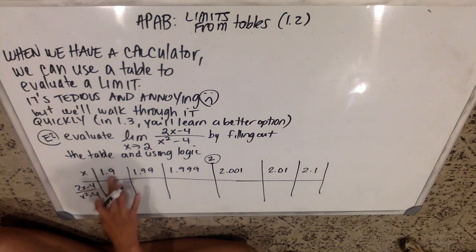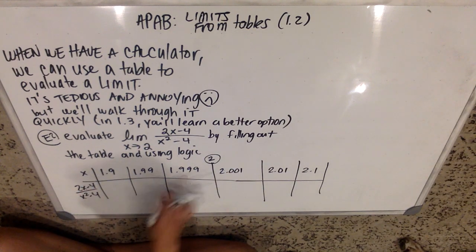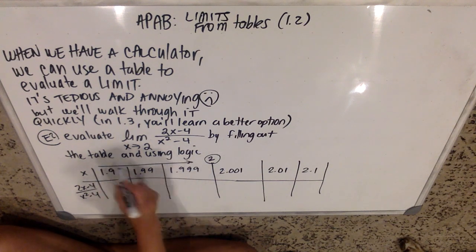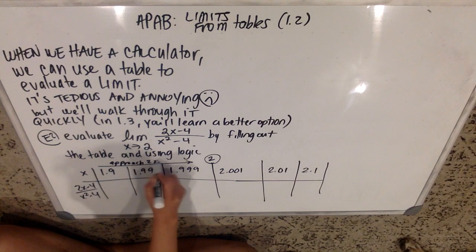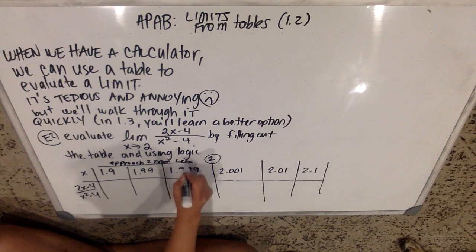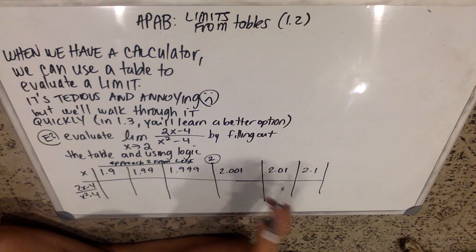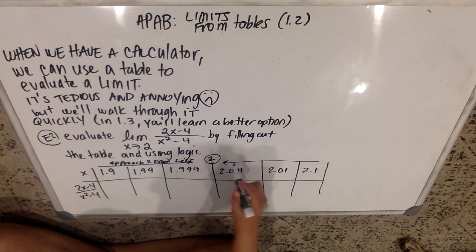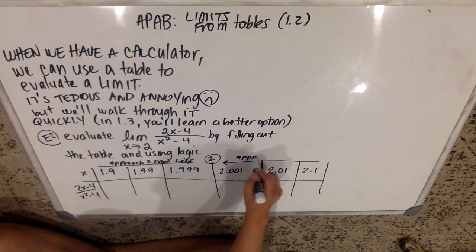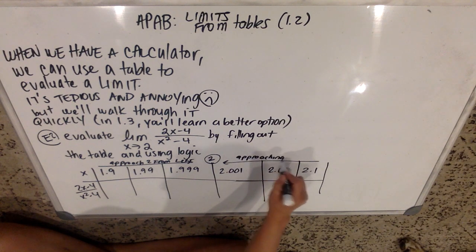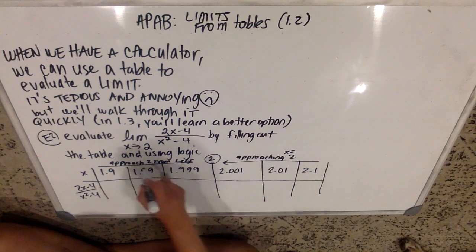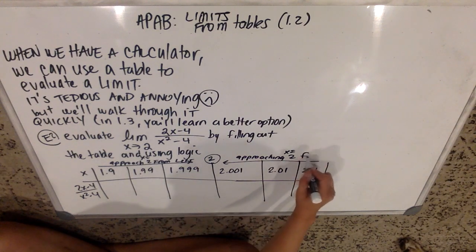So what's happening here is we are approaching 2 from the left. And if you look at these values over here, see how they're getting smaller and closer to 2? So these are approaching 2 from the right.